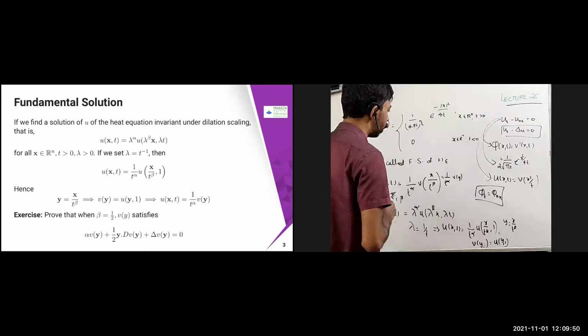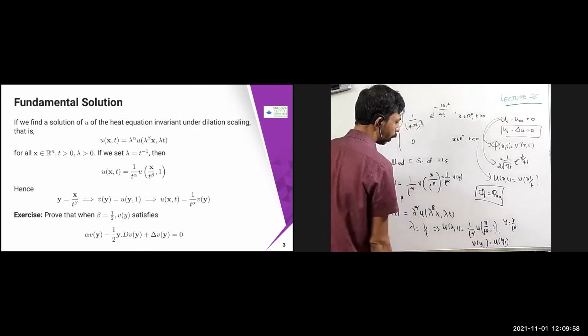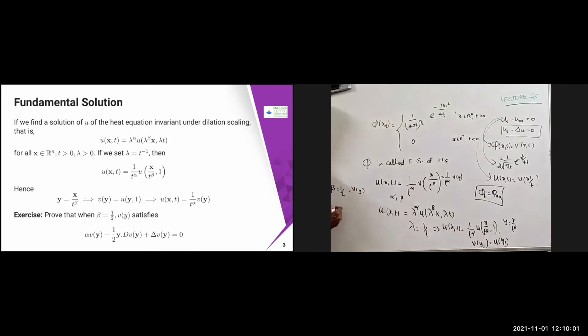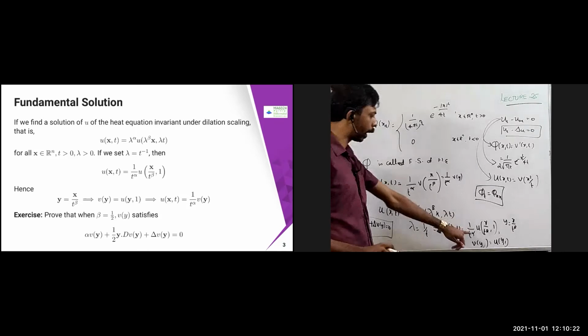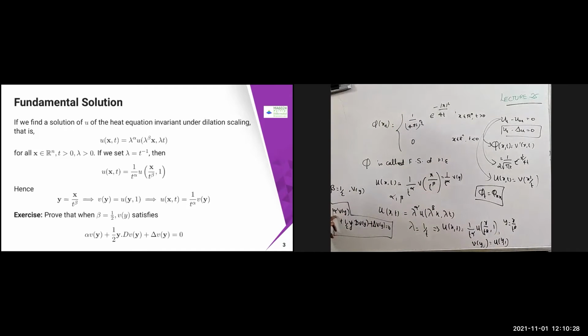What we are going to prove is that when beta equal to 1 by 2, v of y, which is defined this way as v of y comma 1, is going to satisfy this condition: alpha into v of y plus half into y dot dv of y plus delta v of y equal to 0. This is a simple one, so you calculate these things. If beta equal to 1 by 2, substitute beta equal to 1 by 2 here. Because y equal to x by t power beta, substitute that, then beta equal to 1 by 2 means you can prove this.